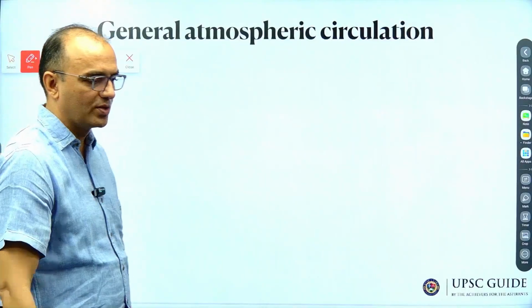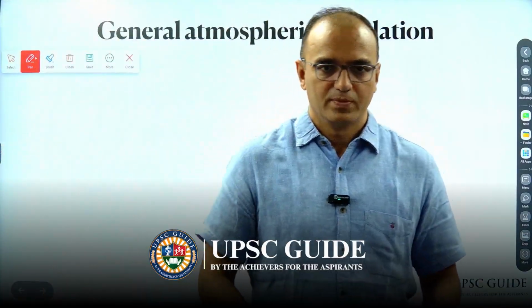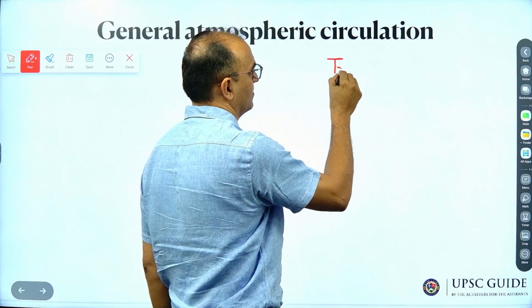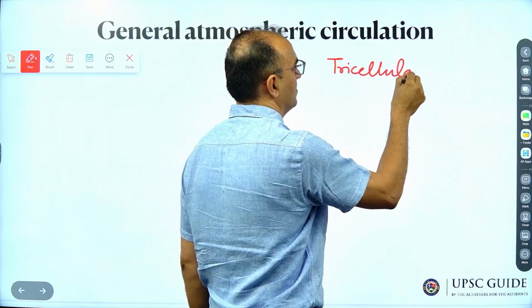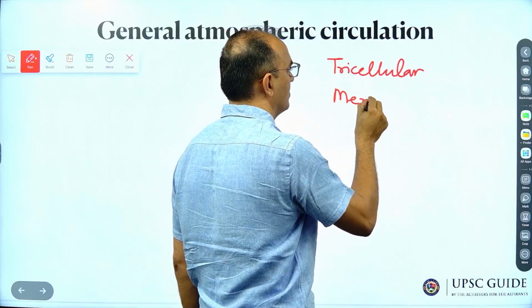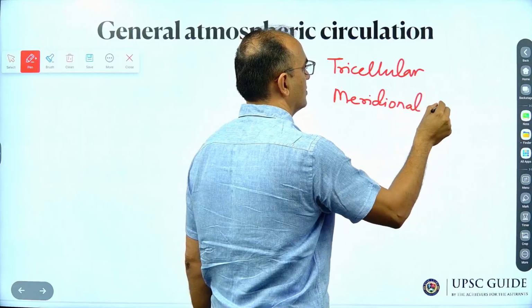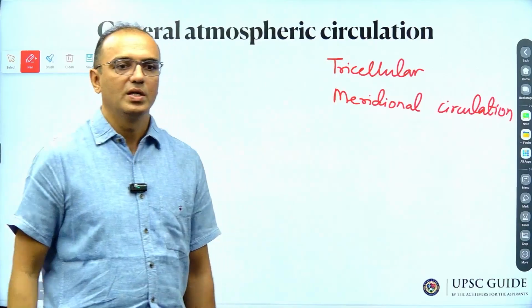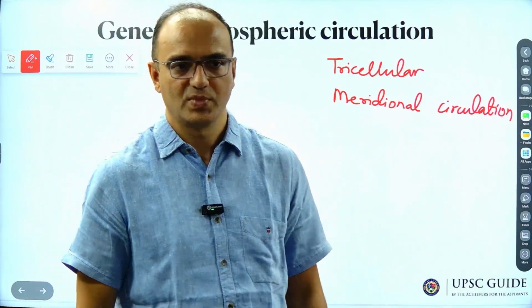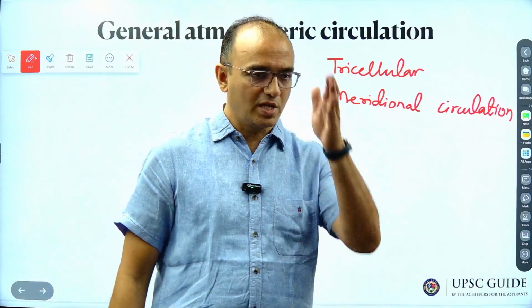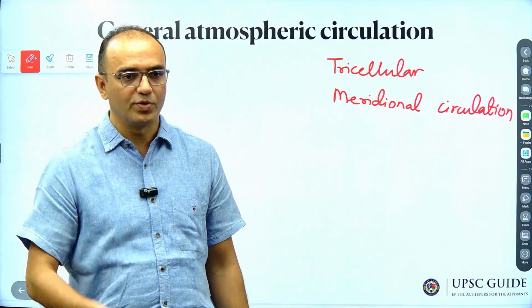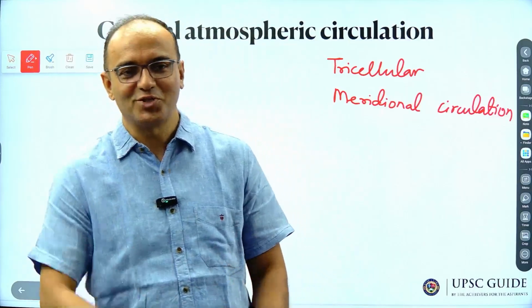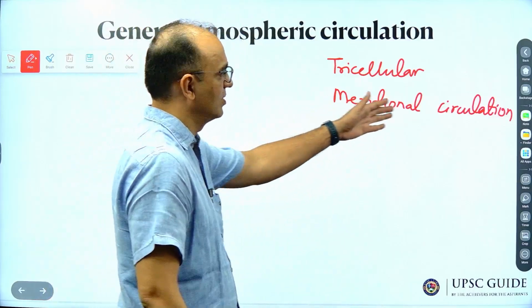So this general atmospheric circulation is technically also known as tricellular meridional circulation. Tricellular is three cells, right? Meridional is along the meridian, so along a longitude or latitude. So tricellular meridional circulation means three cells along a longitude.